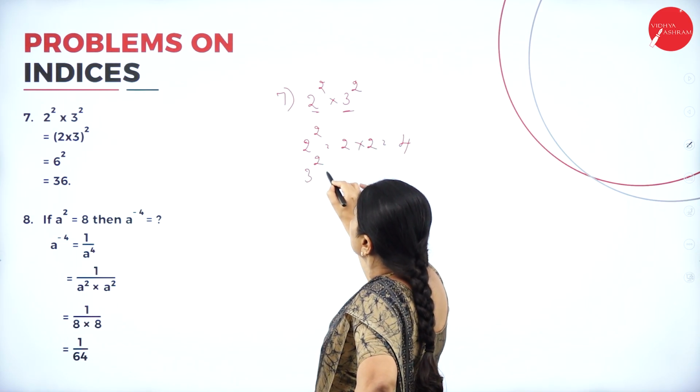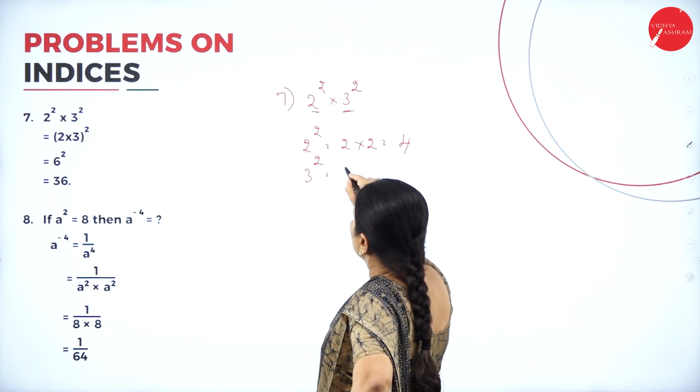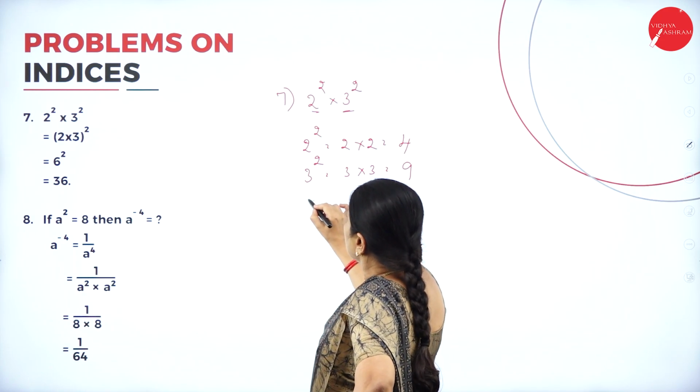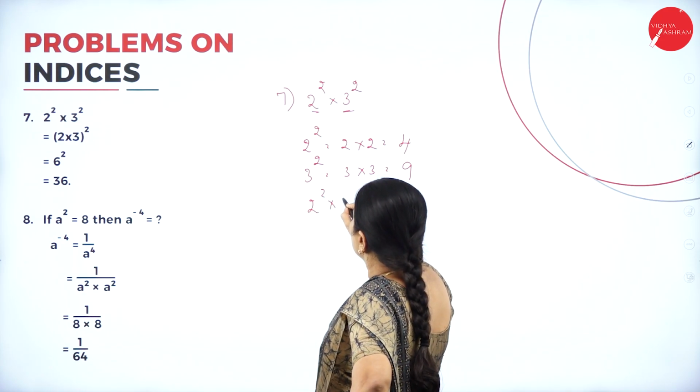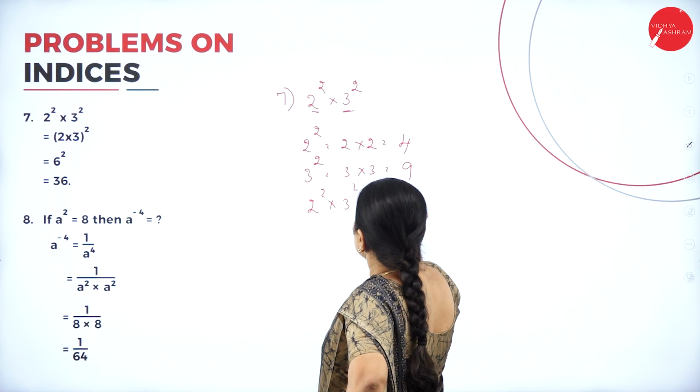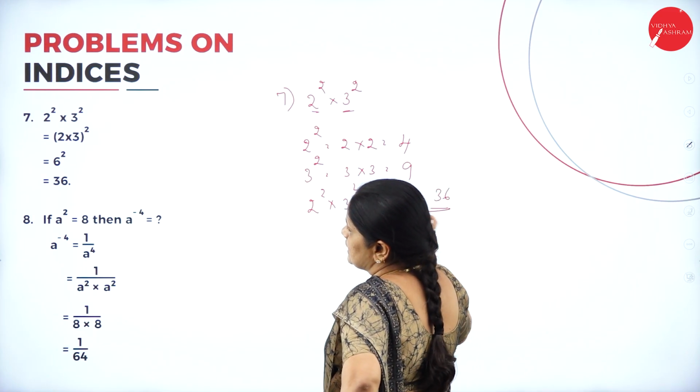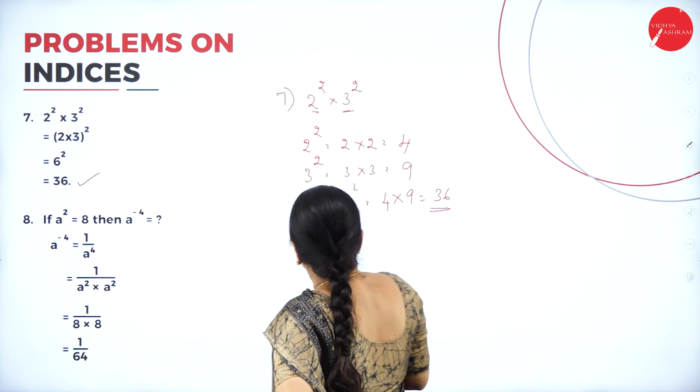And what is the expression for this? 3 square equals 3 into 3, that is equal to 9. Now, what is the product of 2 square and 3 square? So, this will be 4 into 9, that is equal to 36. So, 36 is the answer.